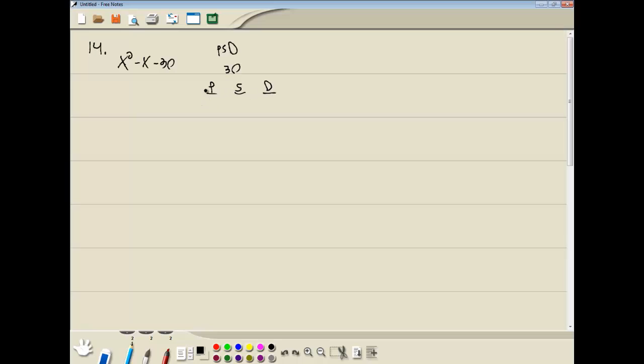Now we're going to write down all products that give us 30, P for product. So we got 1 times 30, 2 times 15, 3 times 10, 5 times 6. Now the S column, we're going to add those together. 1 plus 30 is 31, 2 plus 15 is 17, 3 plus 10 is 13, 5 plus 6 is 11. Difference column, we'll subtract them, smaller from larger. 30 minus 1 is 29, 15 minus 2 is 13, 10 minus 3 is 7, 6 minus 5 is 1.